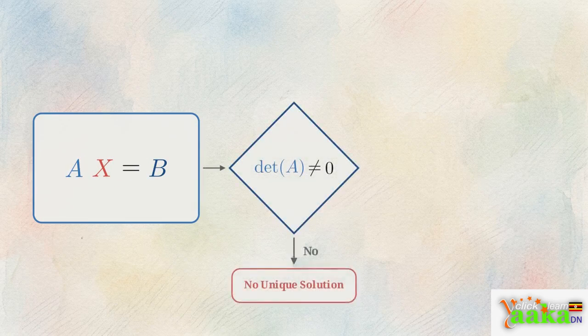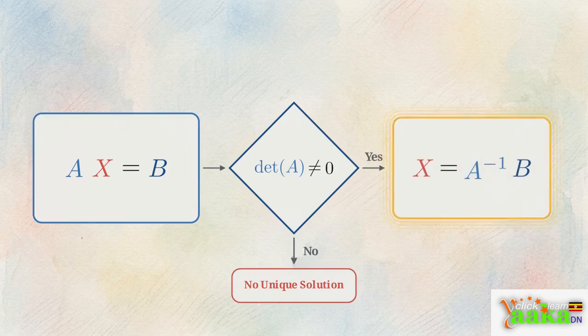To solve any system using this method, organize your equations into the AX equals B format, verify the determinant, and apply the multiplication of A inverse times B.